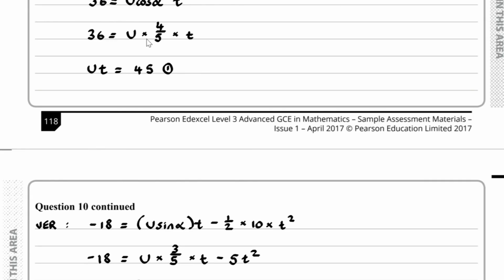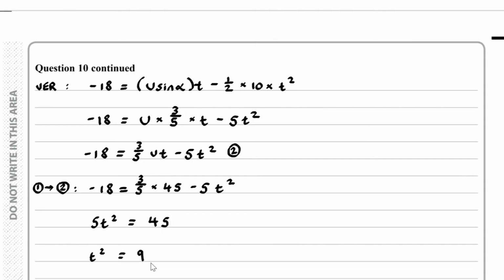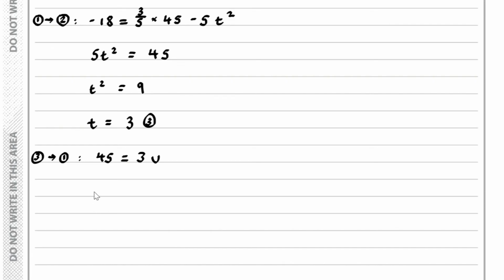So what I need to do now is substitute 1 into 2. If I substitute 1 into 2, that will eliminate the ut's, leaving me with minus 18 equals 3/5 times 45 minus 5t squared. And if I rearrange, 5t squared is 45, t squared is 9, so therefore t is equal to 3. If I call this equation 3, I can substitute equation 3 into equation 1. So I've got 45, which is equal to ut, so I've got 3u. And so therefore, u is equal to 15 meters per second.